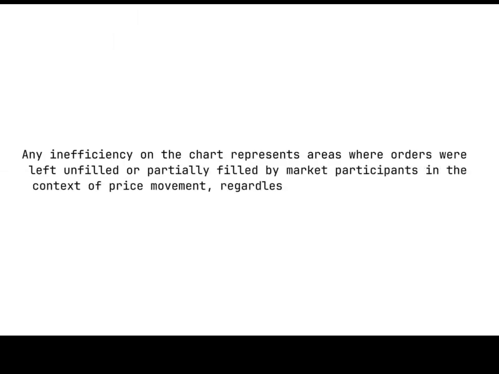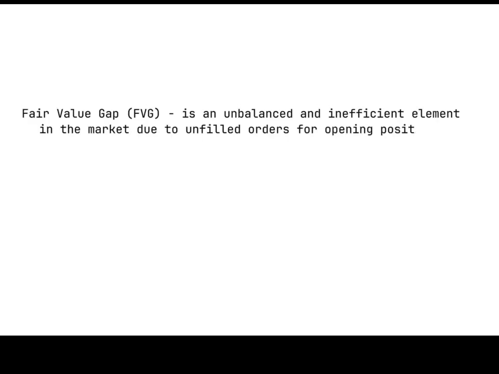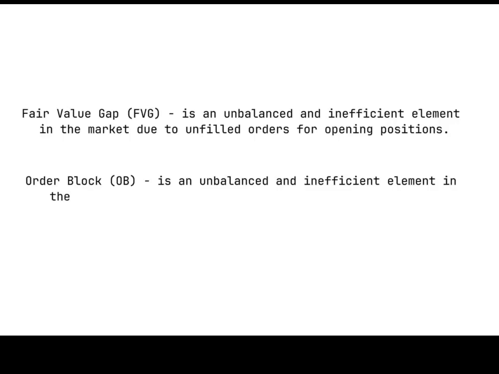Any inefficiency on the chart represents areas where orders were left unfilled or partially filled by market participants in the context of price movement, regardless of the reason behind it. If you wonder why fractals are not considered inefficiencies, the answer is straightforward. Orders behind fractals are a phenomenon that manifests post facto, not during price delivery. In the end, we have the fair value gap is an unbalanced and inefficient element in the market due to unfilled orders for opening positions. Similarly, the order block is an unbalanced and inefficient element in the market due to unfilled orders for closing positions.